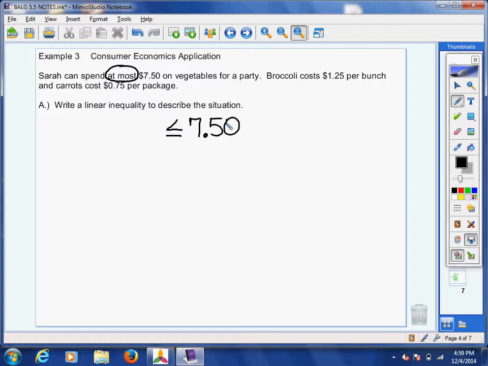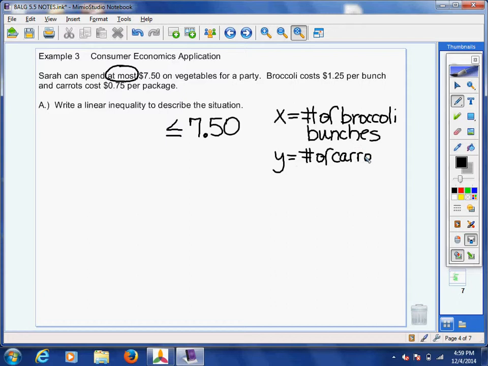All right, good job. Now let's talk about broccoli. Broccoli costs $1.25 per bunch. So I don't know how many bunches I can buy, so let's let X represent number of broccoli bunches, okay? And let's let Y equal number of carrot packages.